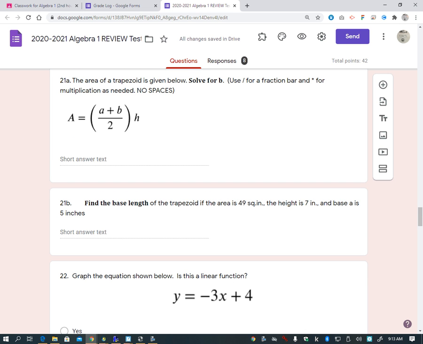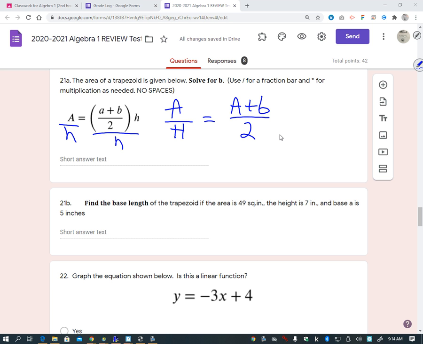Okay, the area of a trapezoid is given below. Solve for b. Use a fraction bar for multiplication as needed, no spaces. So, okay, we're solving for b. What do you do to solve for a variable? Isolate it. And in order to isolate, do the opposite, right? Move everything else across. So this is a plus b divided by 2, h, right? Okay, how do I move that h over? Divide by h, all right? So I got a divided by h equals a plus b divided by 2, okay?